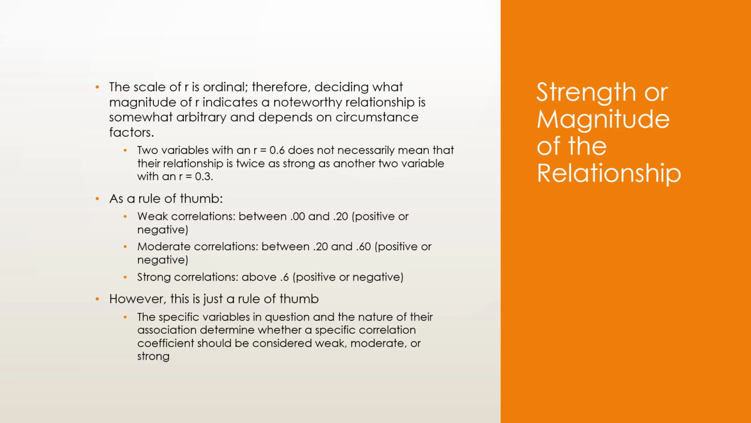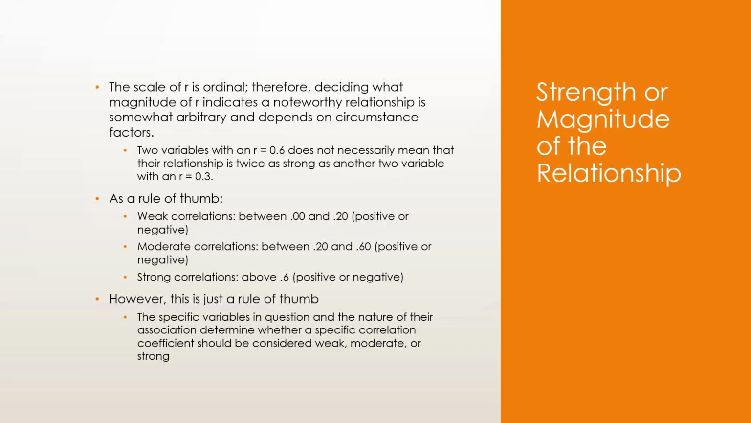Pearson's R is an ordinal scale. Therefore, deciding what magnitude of R indicates a noteworthy relationship is somewhat arbitrary and depends on contextual factors. Two variables with R equals 0.6 do not necessarily have a relationship twice as strong as another two variables with R equals 0.3.